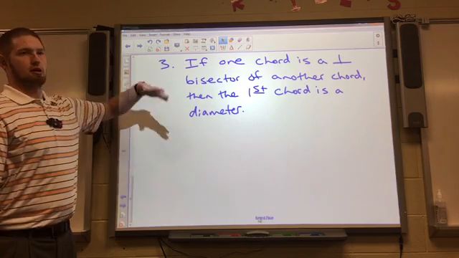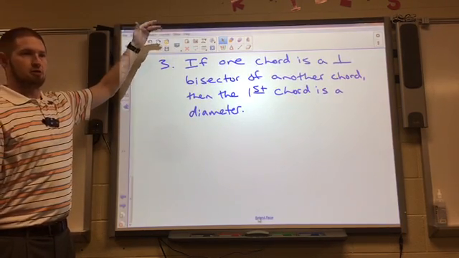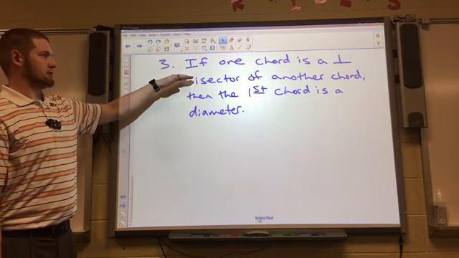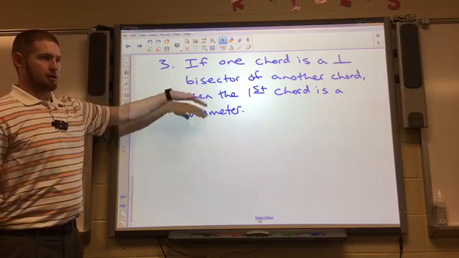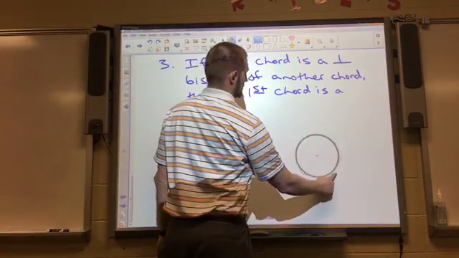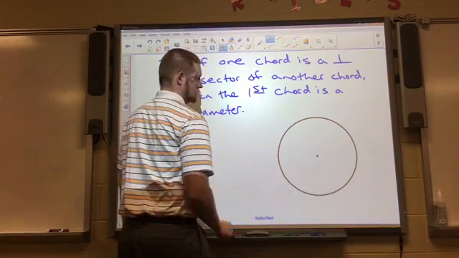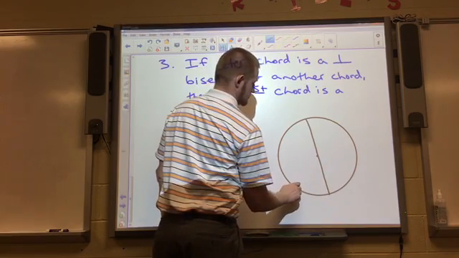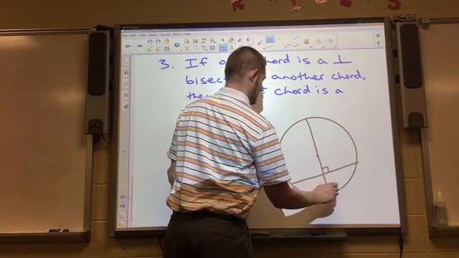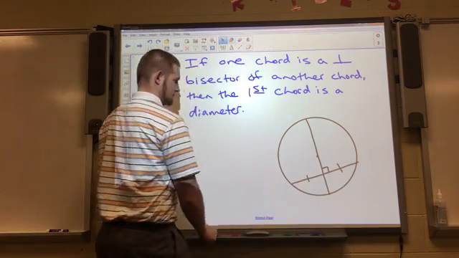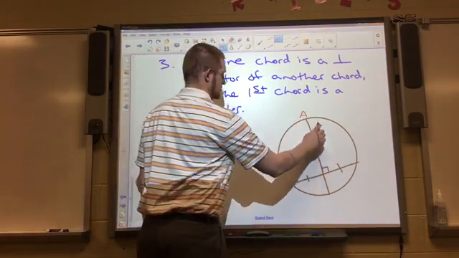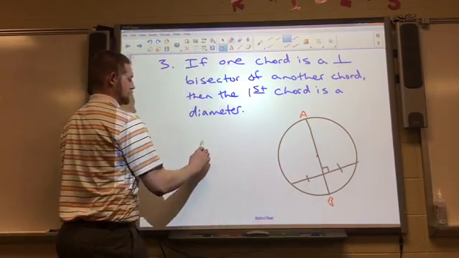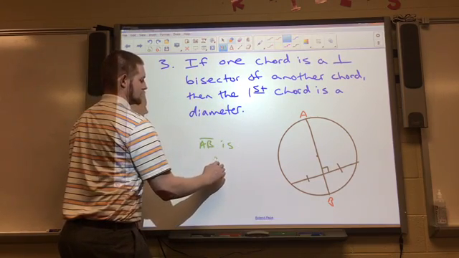Basically, it's the converse of number 2. Number 2 said if it's a diameter and it's perpendicular, then it bisects. Here it says if it's a perpendicular bisector, then it's a diameter. So if I have a perpendicular bisector of a chord, then AB is a diameter.